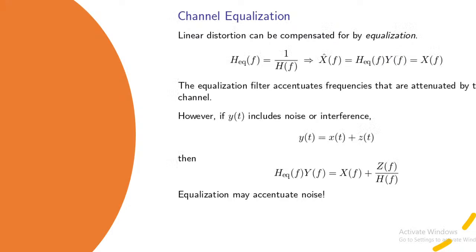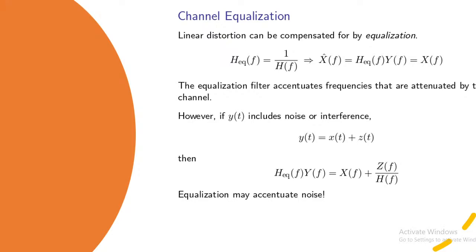Now once the channel has introduced some distortion, we have to get rid of the distortion. For that, first we have to know the channel, the response of the channel, the impulse response of the channel. If we know that, then we can design something called an equalizer. The equalizer will have a frequency response, which is HEQ. So HEQ will be equal to 1 upon H(f).